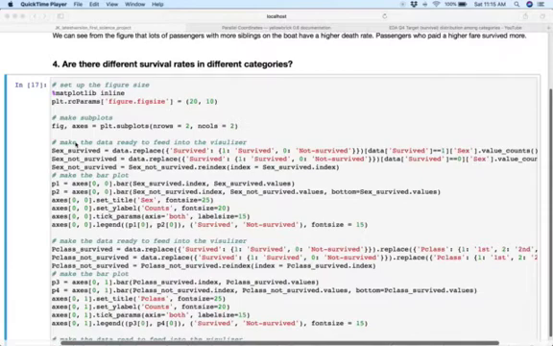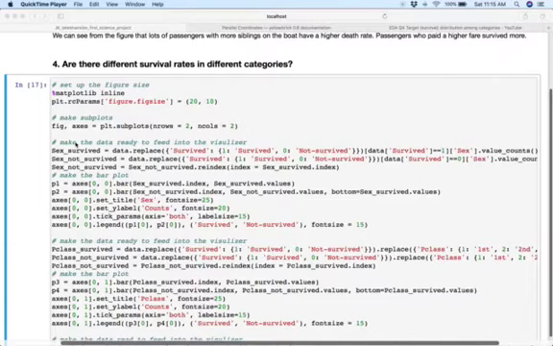In this step, we're looking at, again, are there different survival rates in the different categories. So we're looking at the categorical piece. We're going to be using Matplotlib again to explore this question. And so let's jump in. When we copy and run the code block, I'm just going to show you the output below. This is what we get.